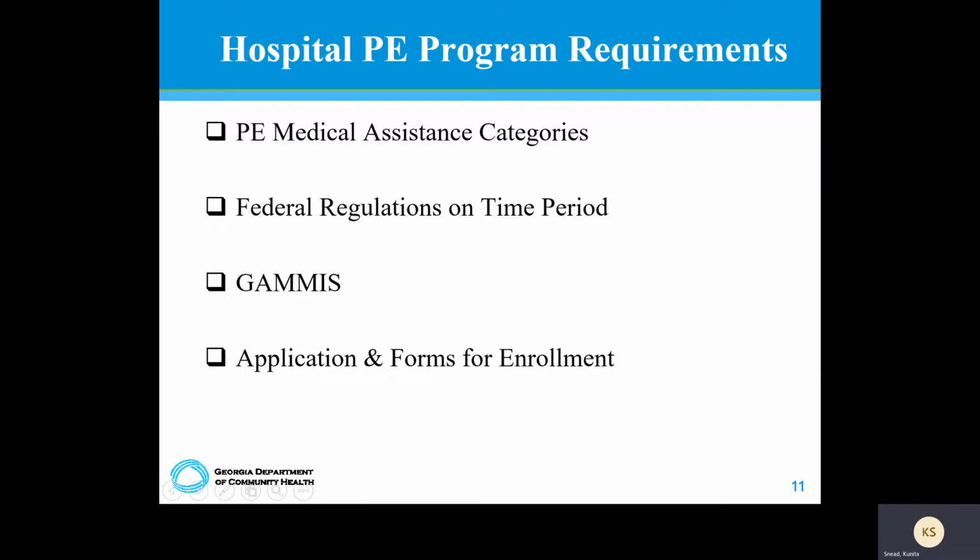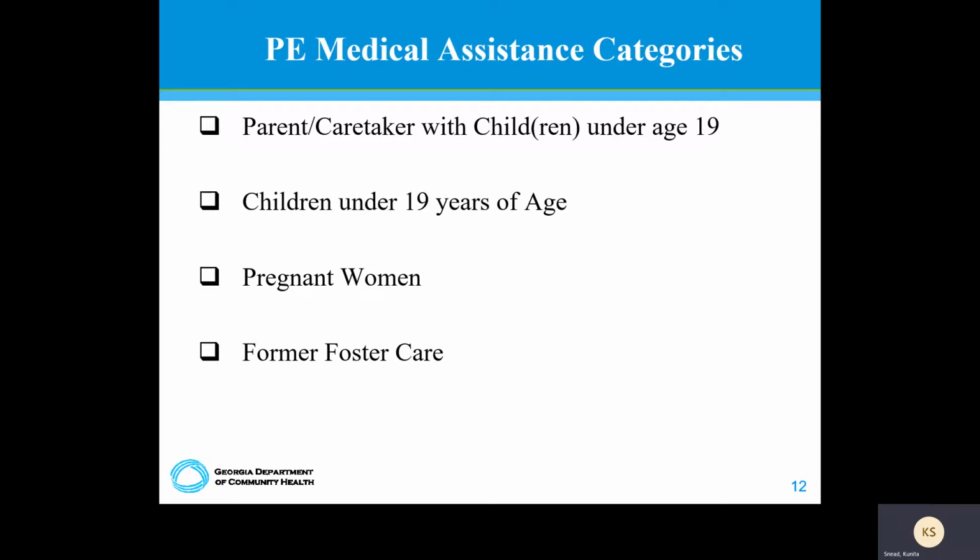So now we're going to get into our program requirements. We're going to look at the aid categories that you're going to be making PE determinations for. We're going to look at how often someone can apply for this program. We're going to look at how to enter information into GAMIS, and then also look at all of the application and other forms that you would need to enroll an individual or individuals into this program. So the first thing we're going to do is look at the 4 aid categories that you're going to be making PE determinations for.